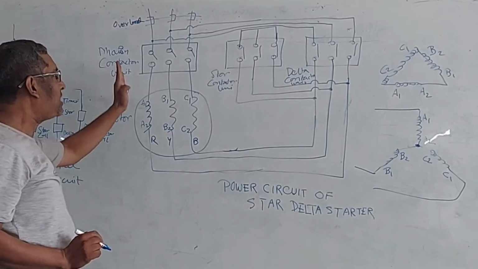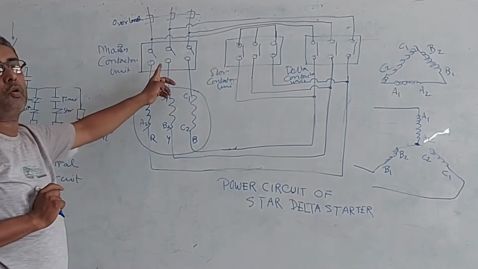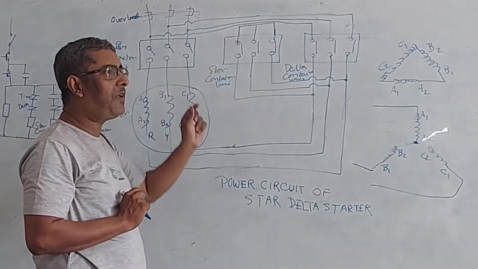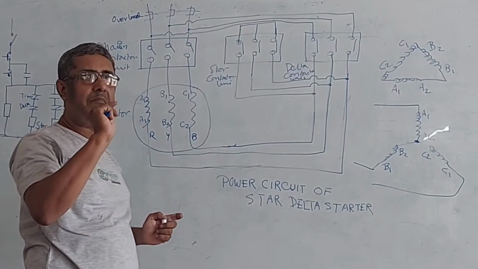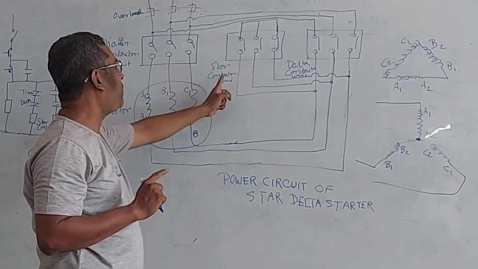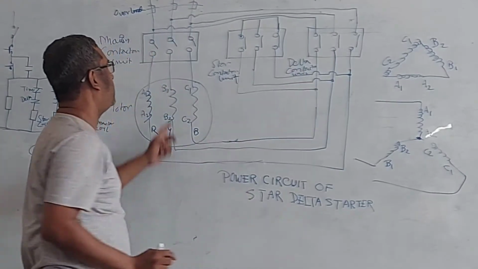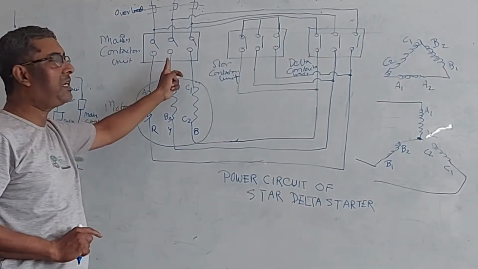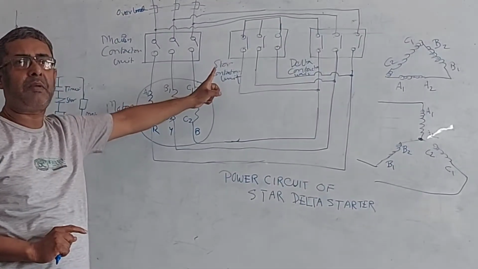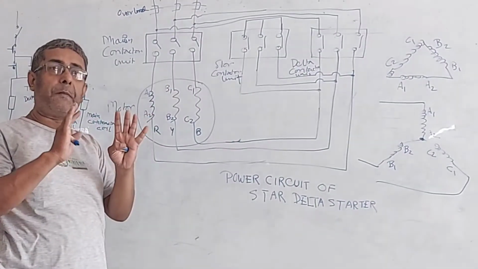Now, initially, when a star delta starter starts, the main conductor unit holds and the star conductor unit holds. After some time, a timer sets the time, after which the star conductor unit will leave and the delta conductor unit will hold. Initially, the main conductor unit and star conductor unit will hold, and after some time, as the star conductor unit leaves, the delta conductor unit and main conductor unit will be operating at that time.